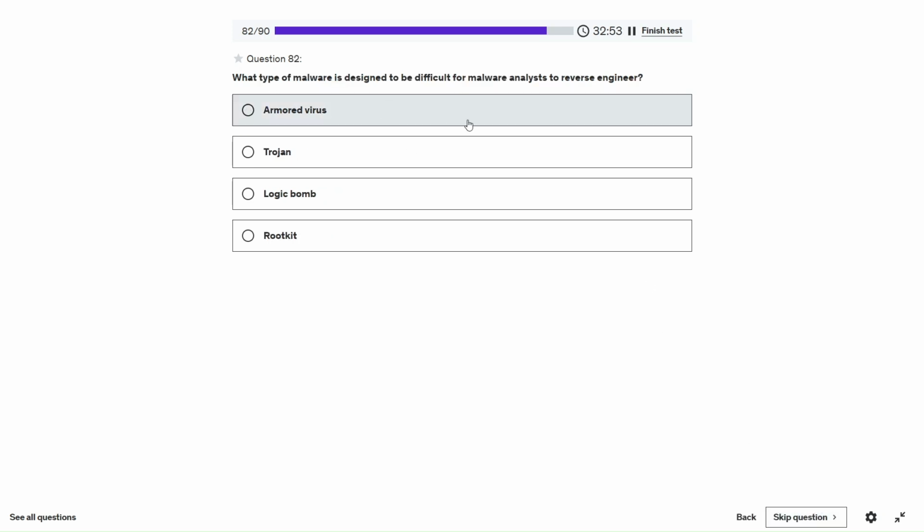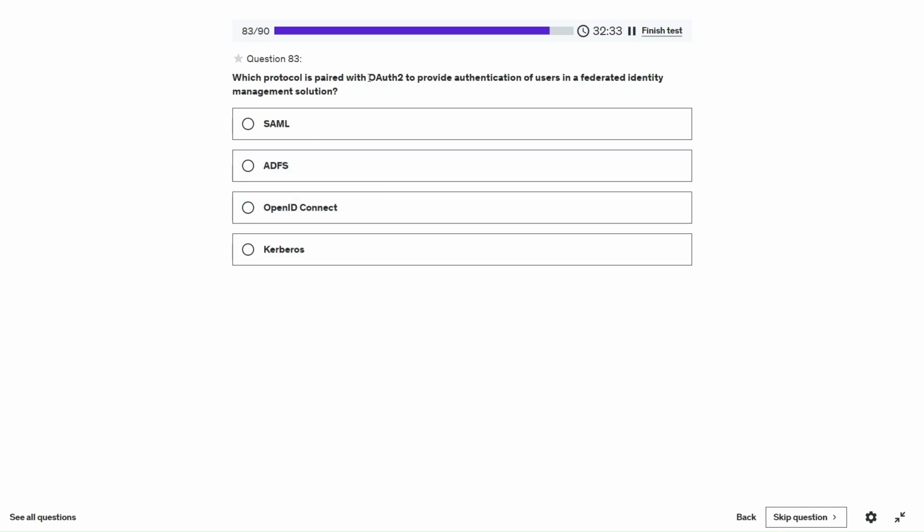What type of malware is designed to be difficult for malware analysts to reverse engineer? There is one malware type which is very difficult to reverse and to identify, which is actually known as armored virus.